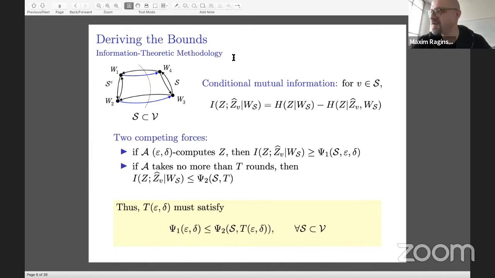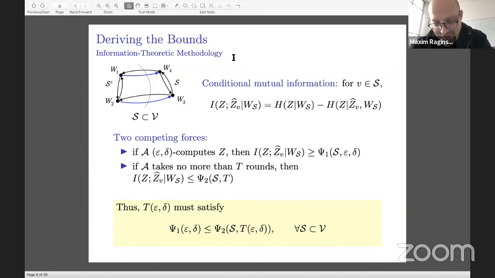On the other hand, since our communication takes place over capacity-limited channels, over finitely many uses, this mutual information cannot be too large. So it's upper bounded by something, and this something is going to be low. The upper bound will depend on the number of rounds, whereas the lower bound will depend on the claimed accuracy and confidence of our algorithm. And therefore, our computation time T of epsilon, delta has to satisfy essentially a collection of inequalities indexed by the subsets of the nodes, where the lower bound on the mutual information, which is independent of T or S, has to be bounded by the upper bound that now will depend on that time. And then we simply solve the system of inequalities, quote unquote.